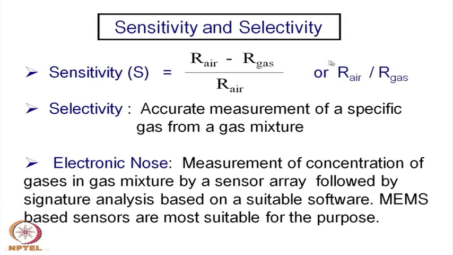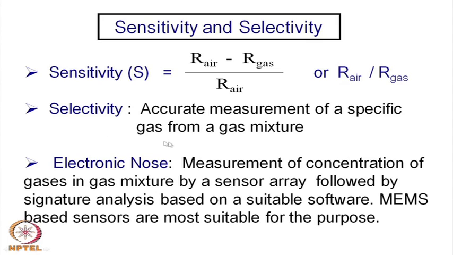Or sometimes, in some literature you will also find that it is just the ratio of resistance in air to resistance in gas. So, that also becomes higher than 1 in this case. Okay. So, this is normally plotted either against time or against gas concentration to show the sensitivity. So, that is the sensitivity of a sensor.